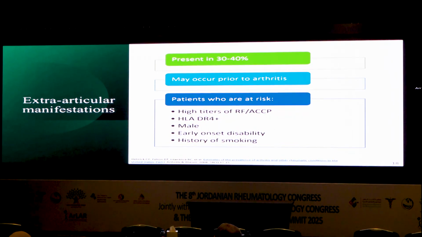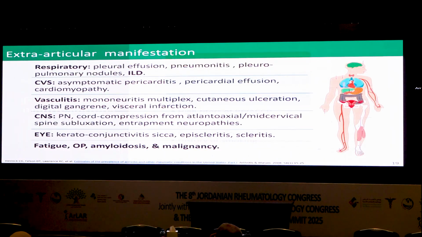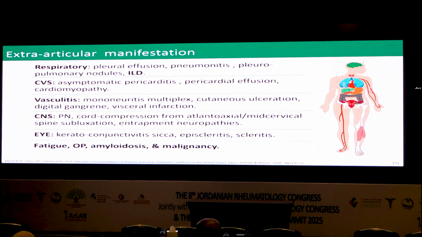The main extra-articular manifestations affecting the respiratory system include local diffusion pneumonitis. A very important issue is interstitial disease, which is responsible for 20% of all diseases among rheumatoid patients. Cardiovascular symptoms come in the form of pericarditis, pericardial effusion, and cardiomyopathy. Vasculitis presents as mononeuritis multiplex, cutaneous ulceration, digital gangrene, and visceral infarction. CNS involvement comes in the form of peripheral neuropathy, cord compression from cervical spine instability, or entrapment neuropathy such as metatarsal neuropathy or carpal tunnel syndrome.